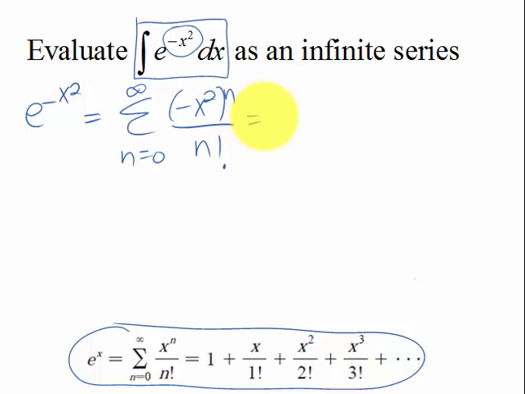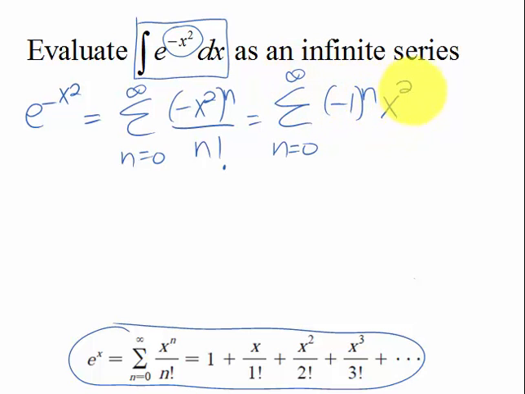And we could actually express this so we could see the alternating series. We could have this as negative 1 to the n and then x to the 2n over n factorial. Now, since we want the integral of this, we could integrate term by term.